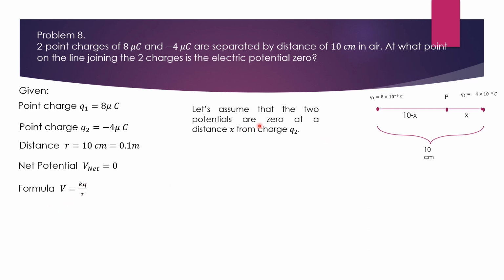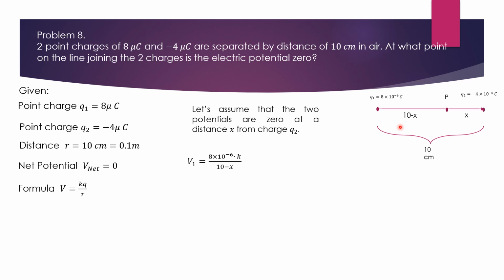Let us assume that the 2 potentials are 0 at a point P, distance x from charge Q2. Since the total distance between Q1 and Q2 is 10 centimeter, the distance from P to charge Q1 will be 10 minus x. This is distance x, and this will be 10 minus x, shown here in the figure.